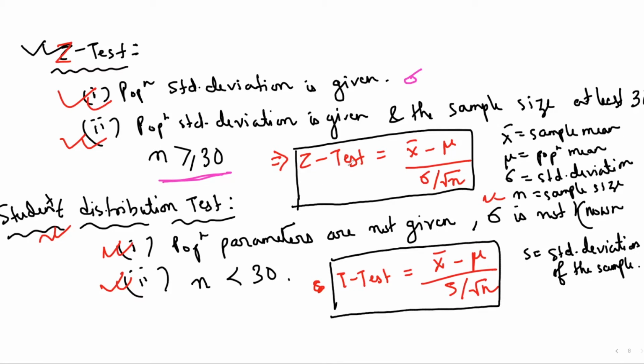After calculating this, you will get a value, maybe let's say 2.96 or some XYZ value, right? So how will we test or conclude? We'll refer to the Z table in this case.